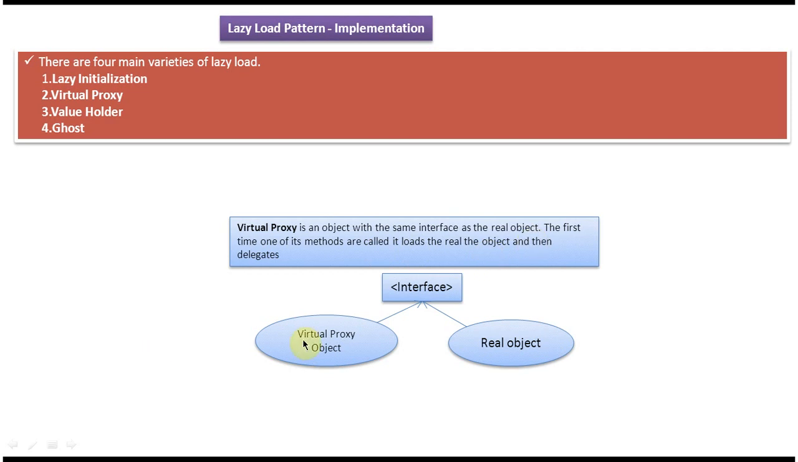Suppose somebody is making a call to the virtual proxy object. The virtual proxy doesn't know what to do, so it will load the real object and then call the real object's method. So when a call comes to the virtual proxy object, it loads the real object and delegates the request to it. The real object does the actual business logic and returns the result to the virtual proxy object. Then the virtual proxy object returns it back to the caller.